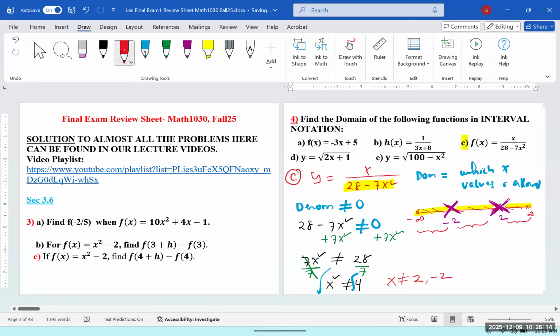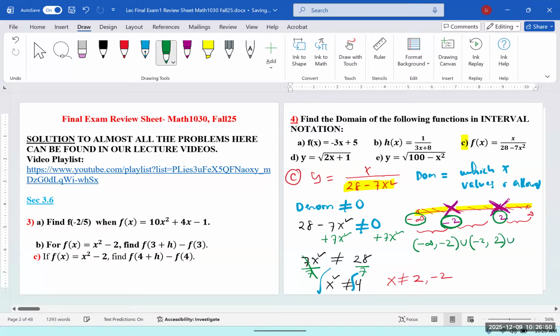The first interval is the lowest number, negative infinity, and the highest number, negative 2. You put them together in a parenthesis. It has to be a parenthesis because parenthesis means we cannot use the number next to the parenthesis, and we cannot use negative 2. Now in the second interval, the highest number is negative 2 and the lowest number here is positive 2. So you put them together in one parenthesis.